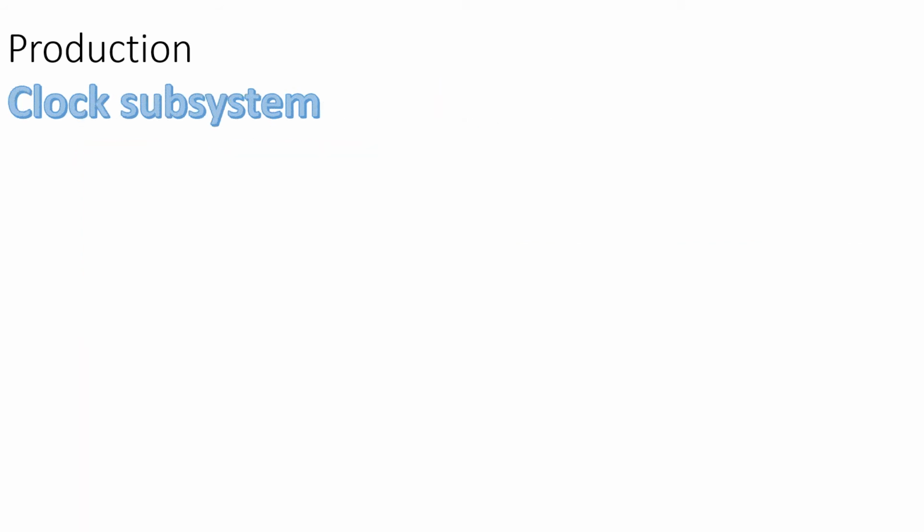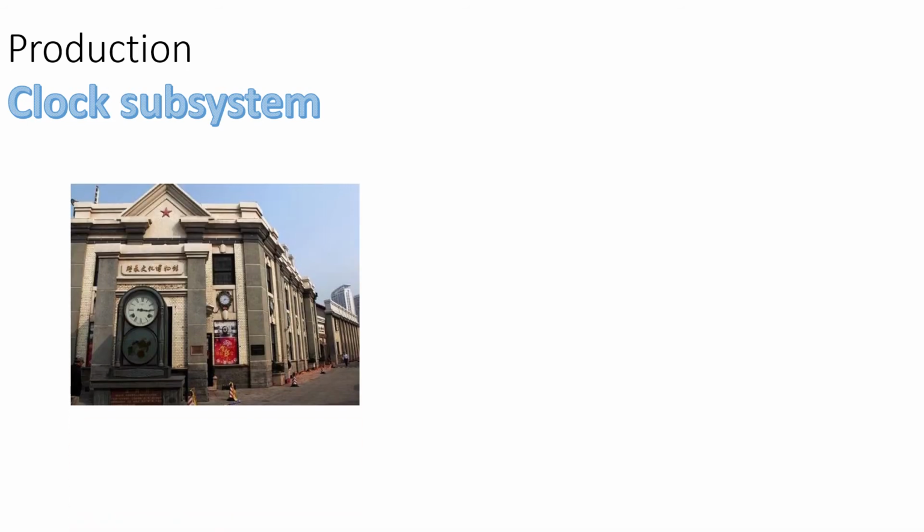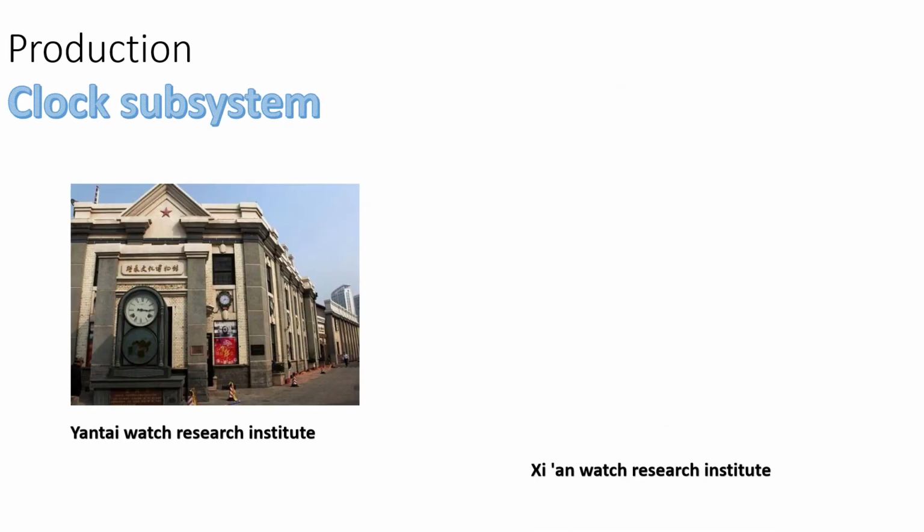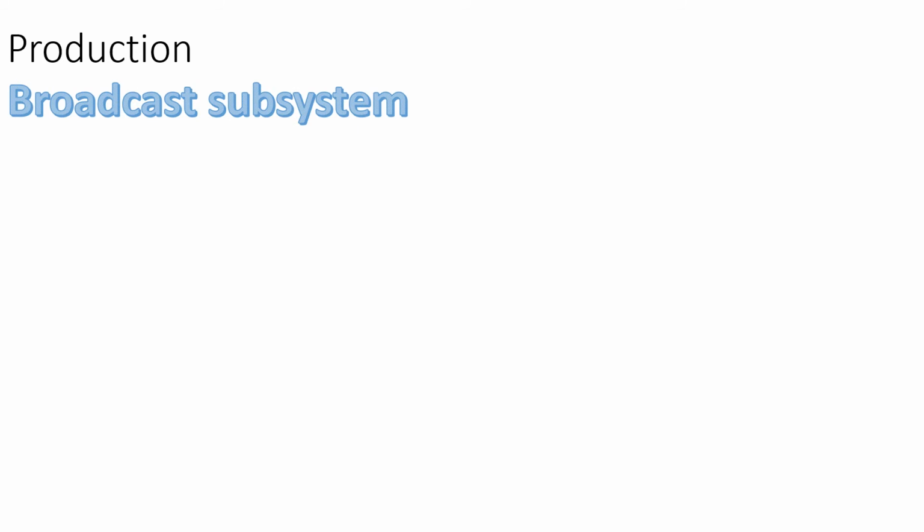So the next one is the clock subsystem. Generally, the subclock chain scheme is adopted, which consists of a satellite global positioning system time standard signal receiver, central clock, secondary clock, monitoring system, sub-clock, and other parts. So the main companies in China are the Yantai Watch Research Institute and the Xi'an Watch Research Institute. And the next one is the broadcast subsystem.